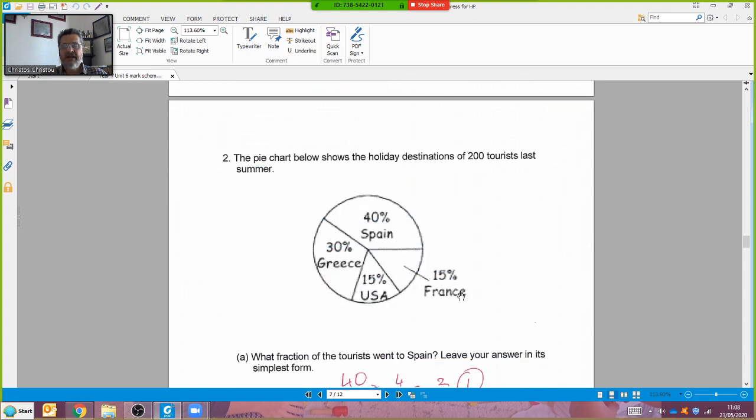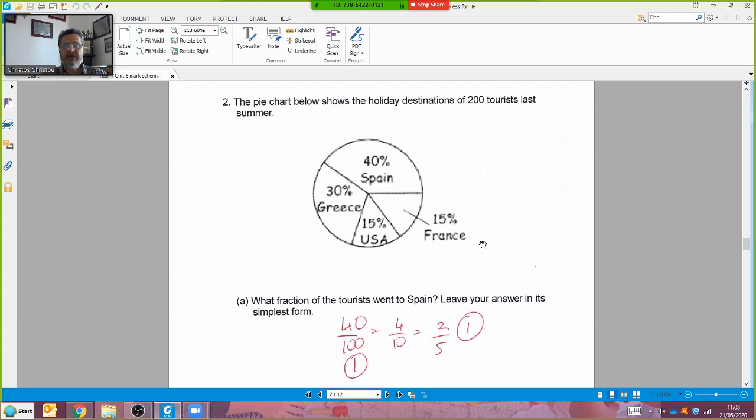Question 2, analysing pie charts. So here's the pie chart. Holiday destination of 200 tourists. What fraction of the tourists went to Spain? It's not 40 out of 360. It's not. That's given to you as a percentage. It's 40 out of 100. And then you simplify it down to 4 over 10, eventually arriving at 2/5.